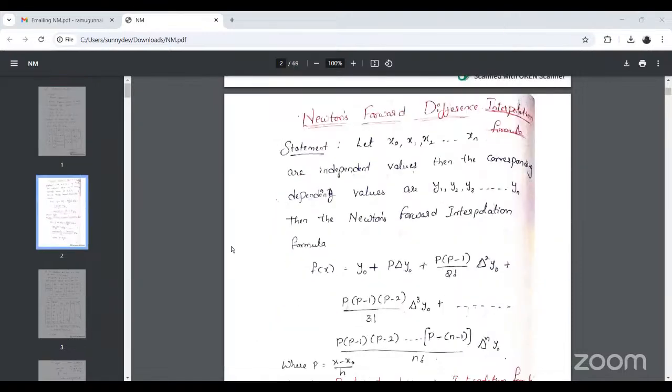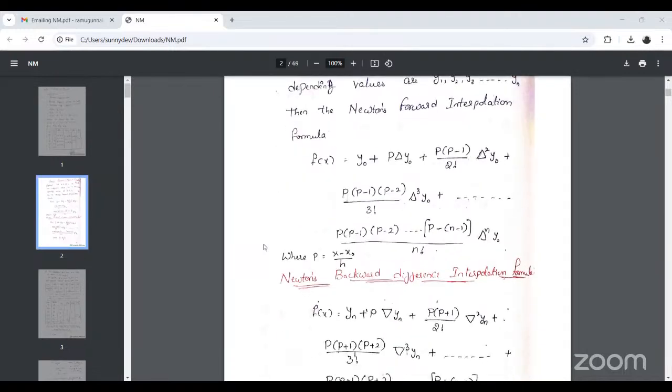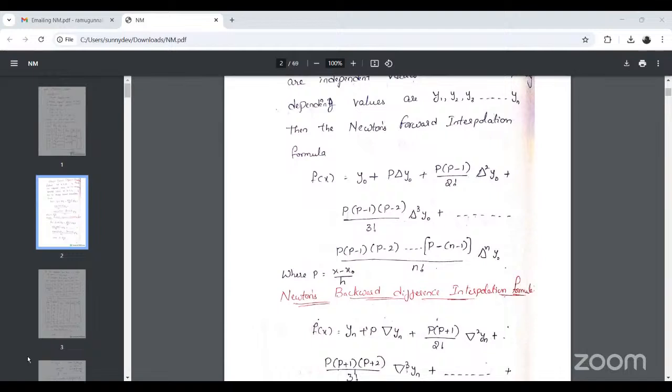Okay. Now Newton's forward difference interpolation formula. In numerical methods, you should remember the formulas. If you remember the formulas, it is very easy. So remember the formulas, it is very important. Newton's forward interpolation formula is f of x equal to y naught plus p into delta y naught.